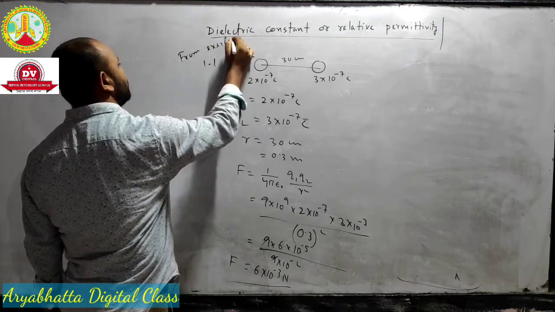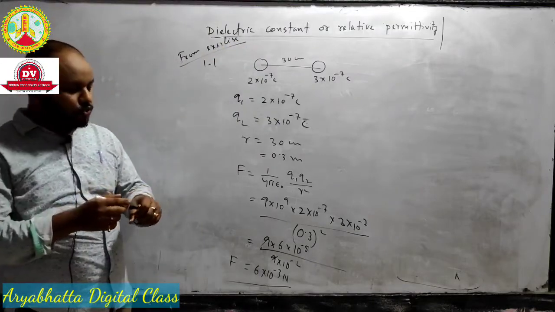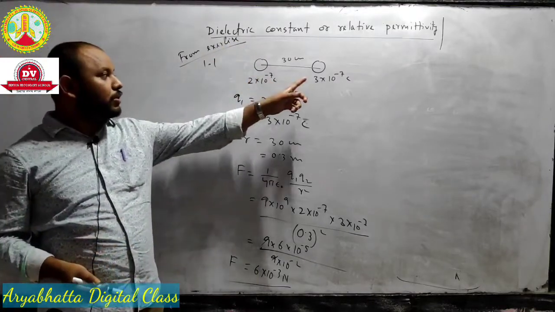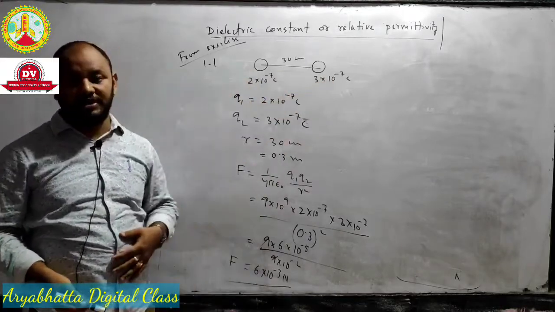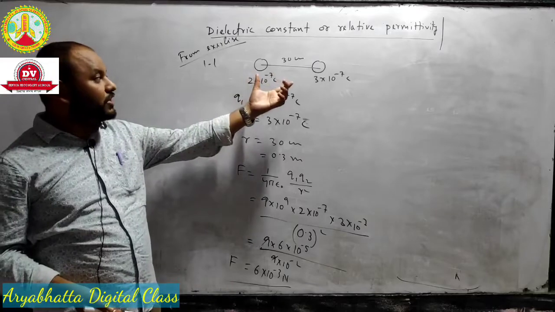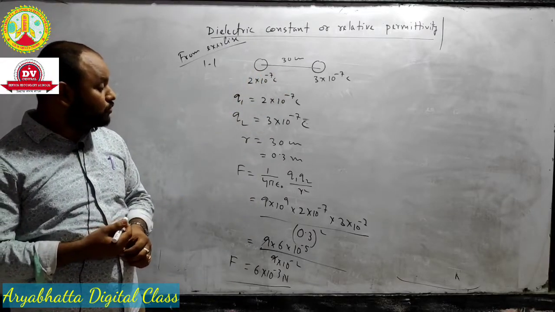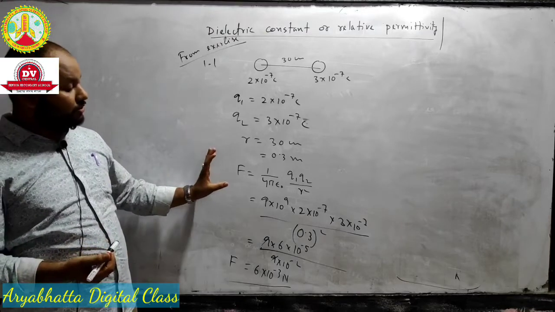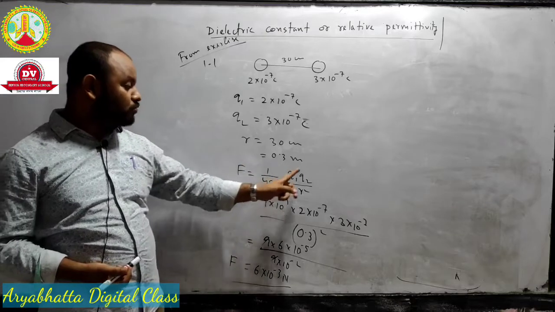Very easy. Okay, we have two charged spheres of 2 into 10 to the power minus 7 coulomb and 3 into 10 to the power minus 7 coulomb, and their separation is 30 centimeter. What is the Coulombic force between the two charges? According to Coulomb's law, the force between two charges will be 1 by 4 pi epsilon naught Q1 Q2 by R square.